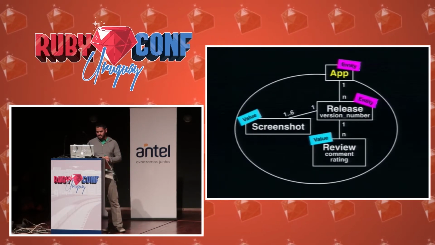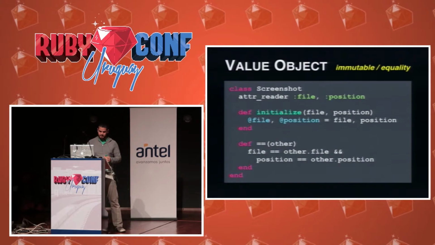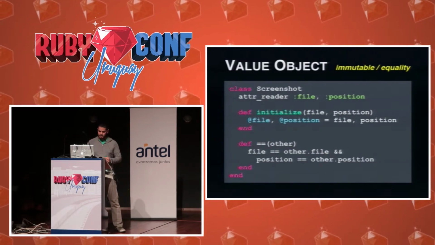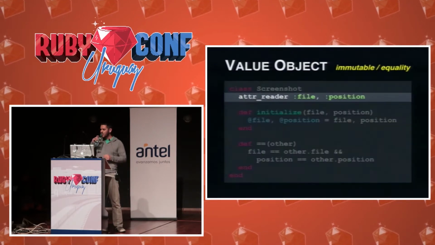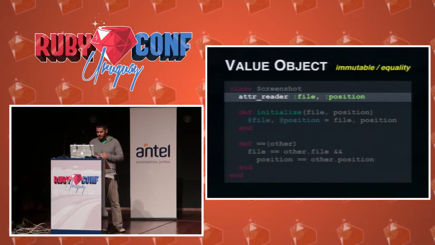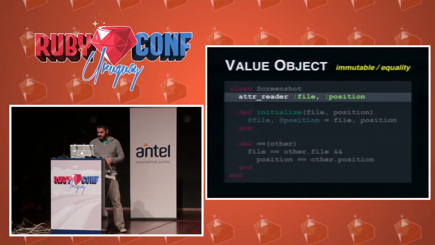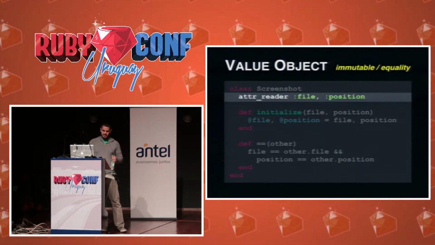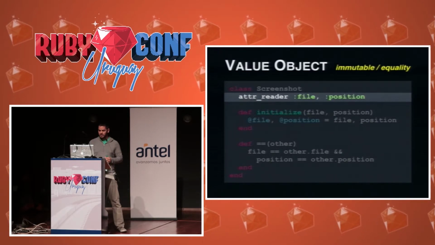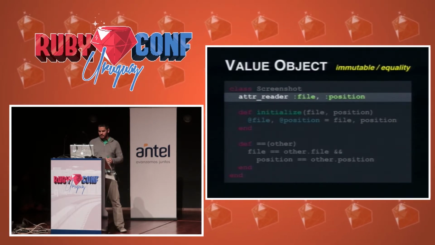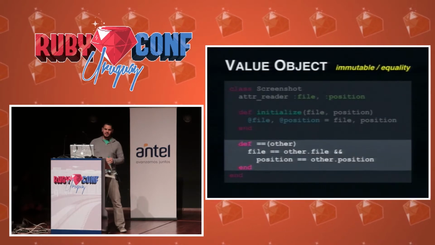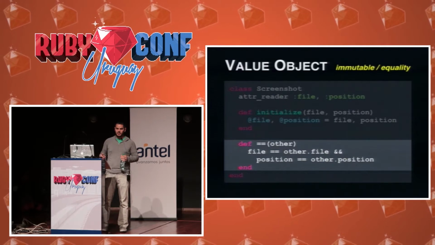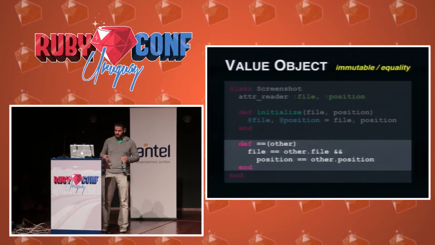So let's look at some examples of what a value object looks like. So we use screenshot as our example. We have an attribute reader for file and position, right? It's immutable. It shouldn't change, so you can only read the attributes. We also added an equality. So just as you might want to compare two strings together or two numbers together, you might want to compare two value objects together.